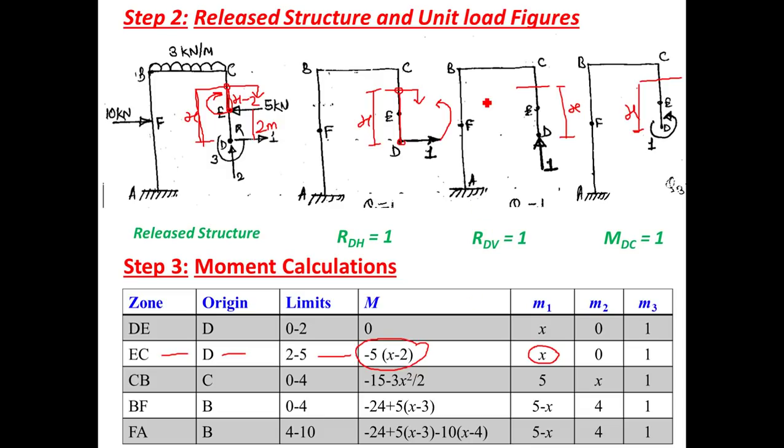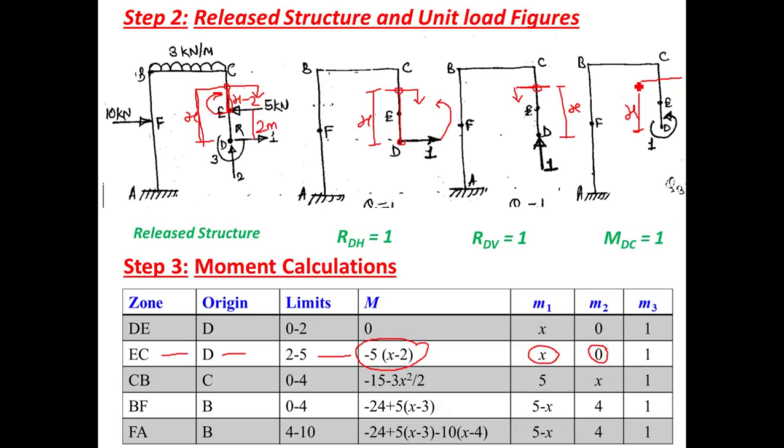Okay. Now section in third figure, RDV equal to 1. If you look at the lower portion, again there is a point load, but that point load is vertical. Vertical means it is passing through the same point where we are taking the moment. So moment of this one is again 0. So second element of M2 is again 0.